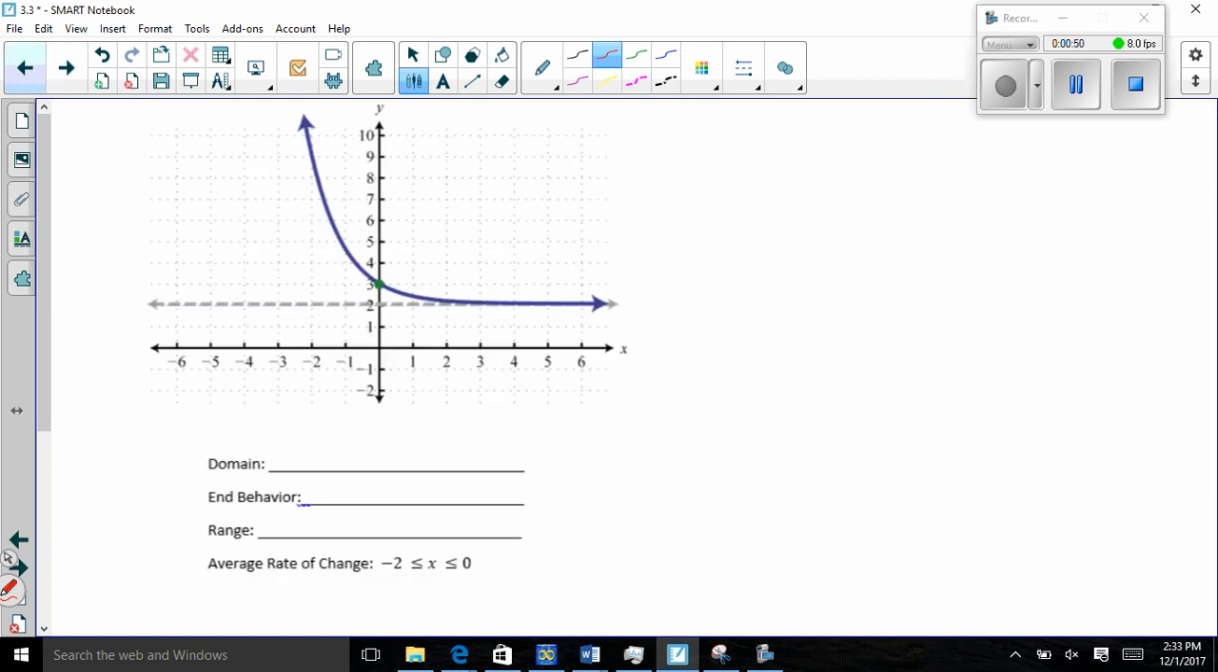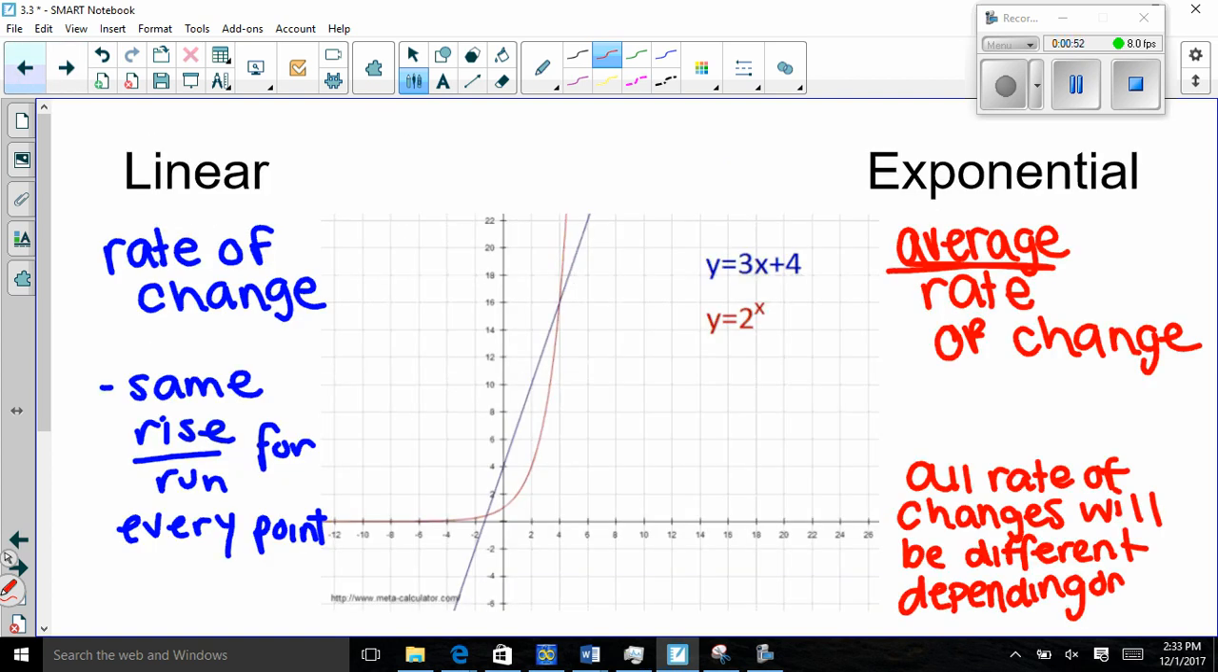So if we're looking at the rate of change of this linear equation, we can see I can pick any two points or an interval and get the same slope. So right here I'm going up 3 over 1. I could also do it again, up 3 over 1. So it really doesn't matter which points I choose. I will always get the same rate of change.